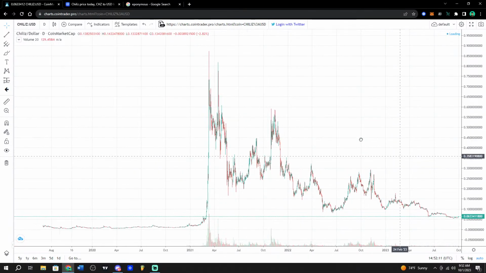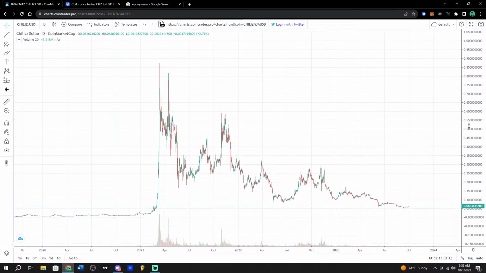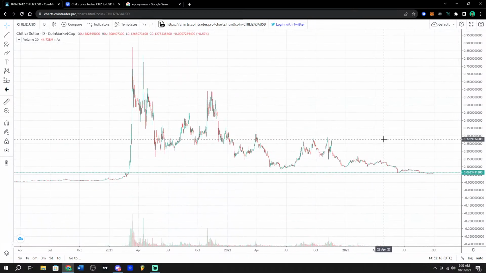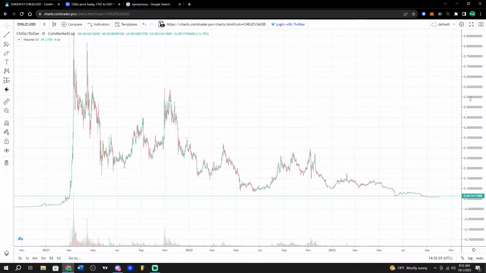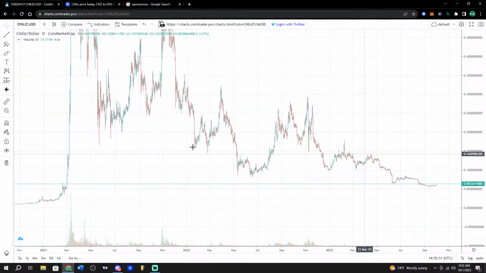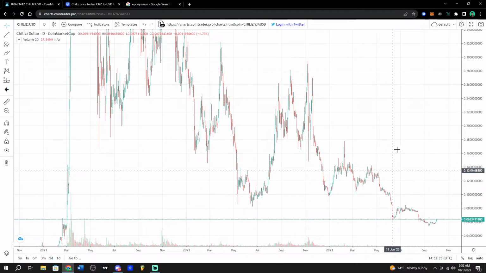All right, so early, this is your full-time Chili's chart. You will not find this chart anywhere else other than charts.cointrader.pro. You can see where that run up is. You said it was in March or May. June. Man, they had a massive run in 2021, out the gate.